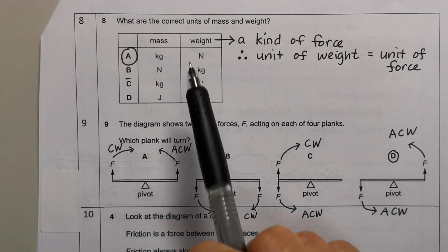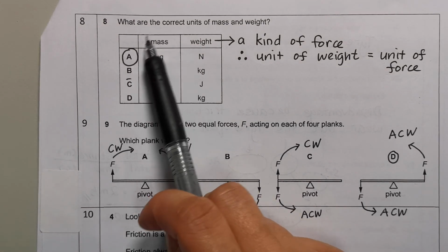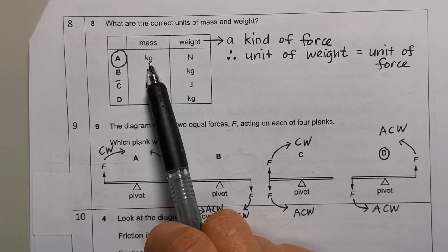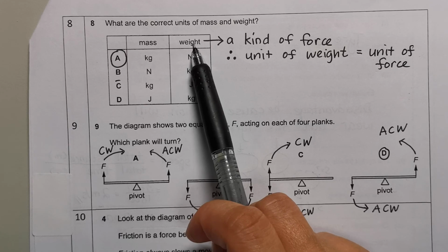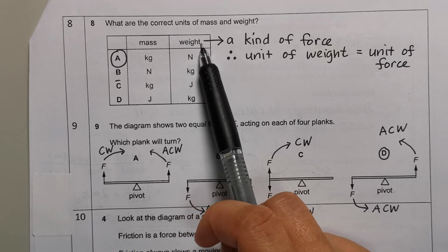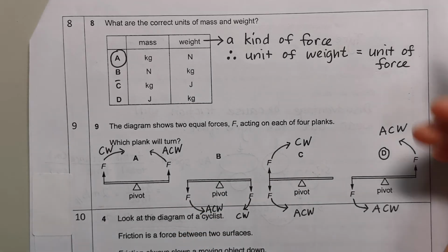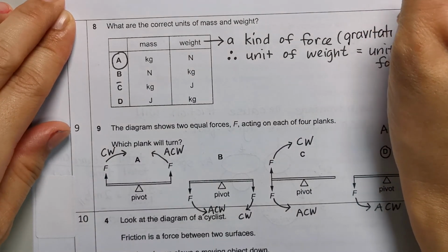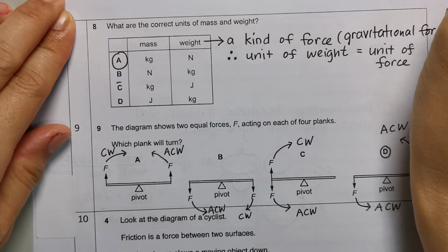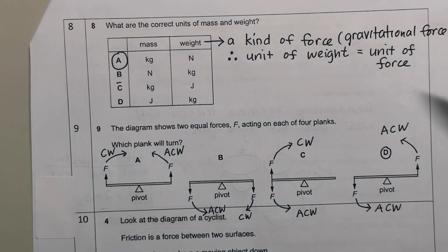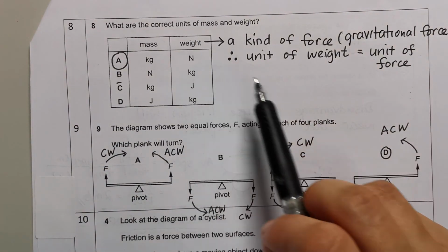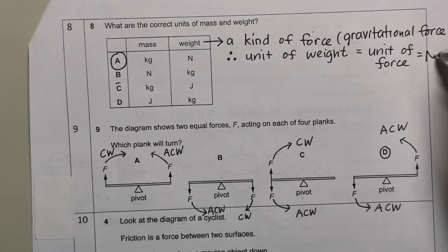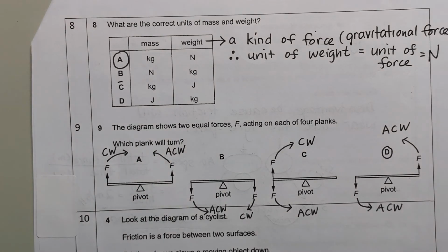Right. The unit for mass, when you are measuring your mass, is kilograms. This one you just have to memorize, okay? Weight. Remember, weight is actually gravitational force. So it's a kind of force. Since it's a force, the unit of weight will be the unit of force, which is newtons. So A is the answer.